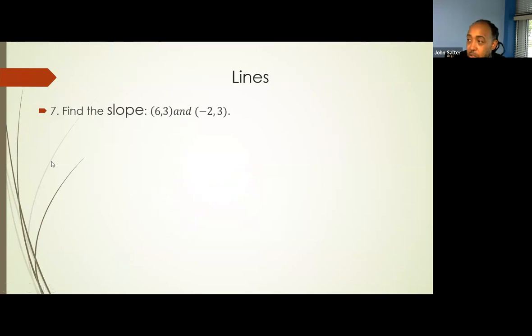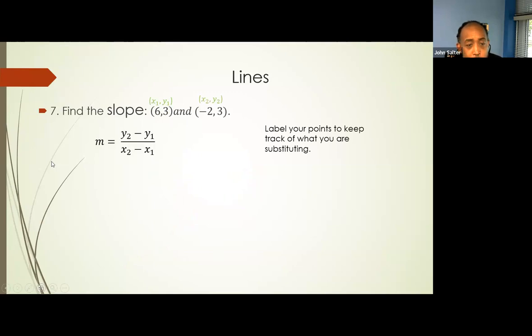On the slope. Slope is my rate of change, my constant rate of change. Label the points to keep track of what you're substituting. Very, very important. Doesn't matter which one is which, as long as you label them early in the game. So there's going to be point 1, so x1, y1. This other one's going to be point 2, so x2, y2. This is my equation of a slope: difference in y over the difference in x. And order is important. So I plug my numbers in.